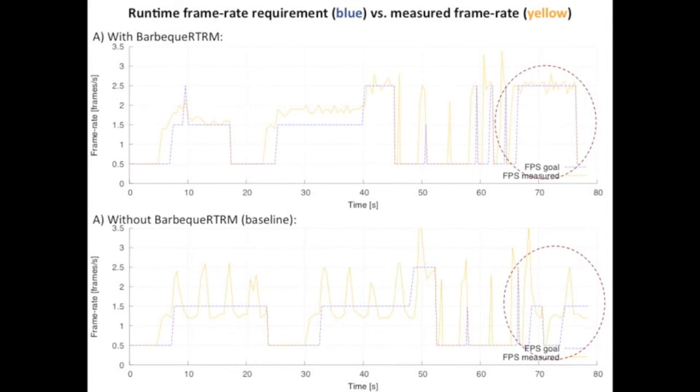Besides that, the baseline version misses a possible threat in the scene, which is when the second person gets close to the cameras. Indeed, the frame rate goal is not increased to 2.5 frames per second as in our proposed prototype. This does not guarantee a good response time in the baseline version.